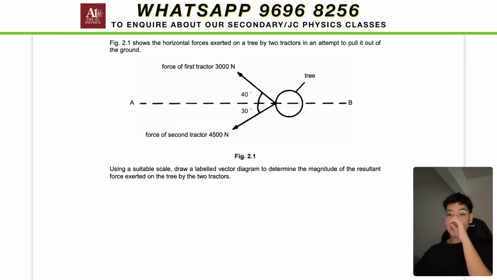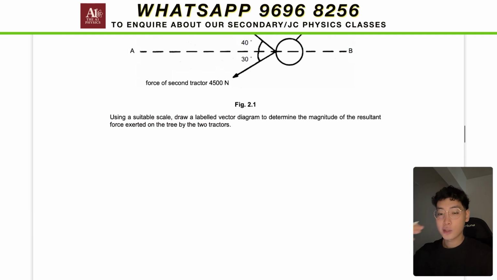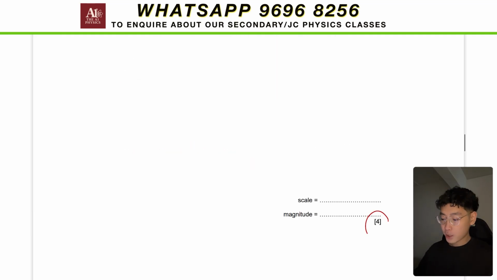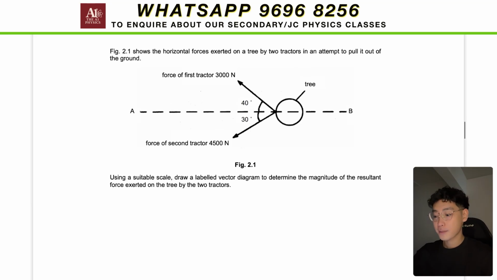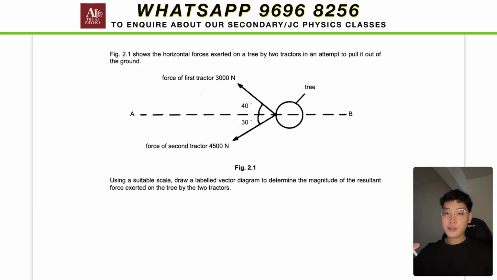Okay, now let's talk about drawing vector diagrams and solving structured questions using vector diagrams. This one is a 4-mark question. It's a typical section B question where you have to use vector diagrams. Do read the question first, but I'm going to go through the thought process to solve these kinds of questions. First of all, you want to be very clear on what your goal is.